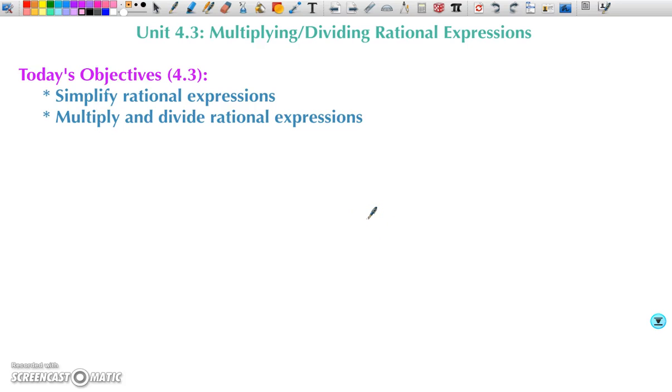This lesson is going to deal with multiplying and dividing rational expressions, and it's actually a little bit easier than adding or subtracting, because when you're adding or subtracting, you have to have common denominators, but with multiplying and dividing, you do not need common denominators. So we're going to simplify these expressions by multiplying and dividing, depending on what the problem says.